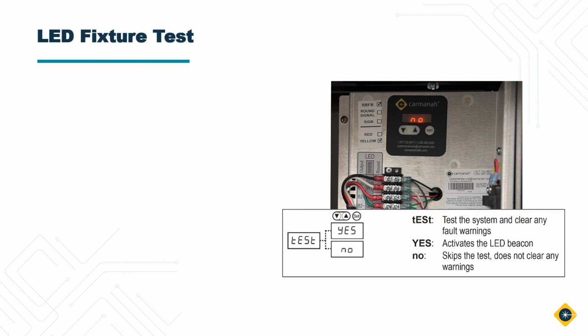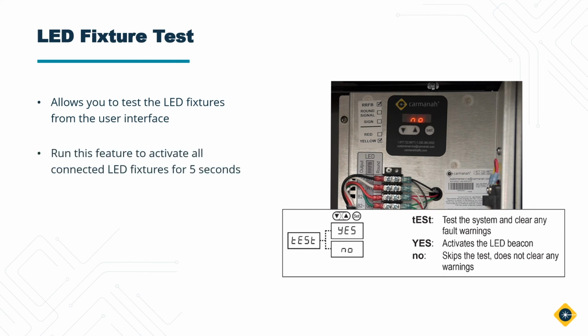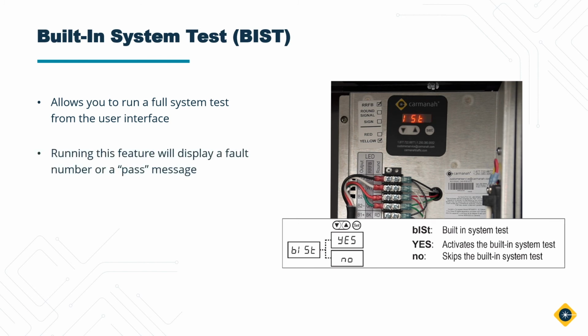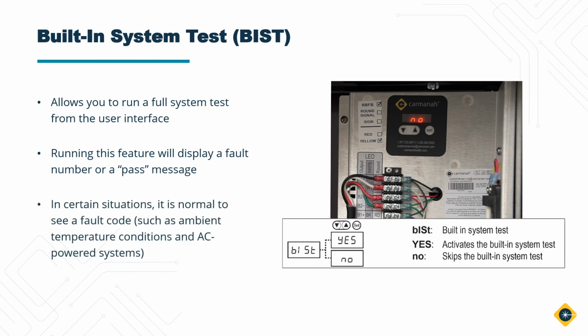LED Fixture Test. This will allow you to test the LED fixtures from the user interface. Running this feature will activate all LED fixtures connected to the system for 5 seconds. Built-in Self-Test, or BIST. This will allow you to run a full system test from the user interface. Running this feature will yield a fault code number or a pass message. In certain situations, it is normal to see a fault code, such as ambient temperature conditions and for AC powered systems.